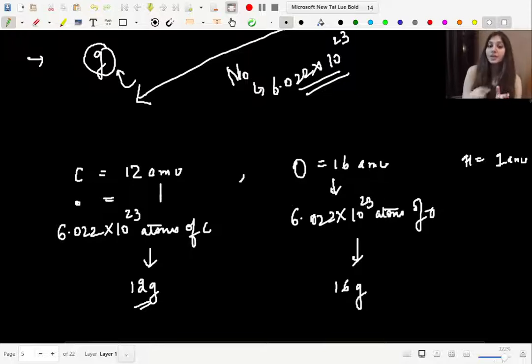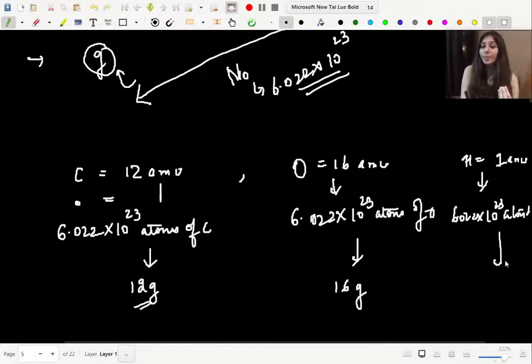Is this clear? Again, for hydrogen, if I don't take 1 atom, 2 atoms, but actually 6.022 into 10 to the power 23 atoms of hydrogen, that is going to weigh your 1 gram. So now basically your Avogadro's number is nothing but a bridge between your AMU mass and your gram atomic mass, and that is what it is.